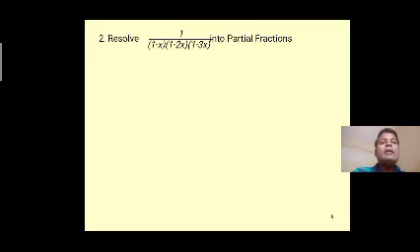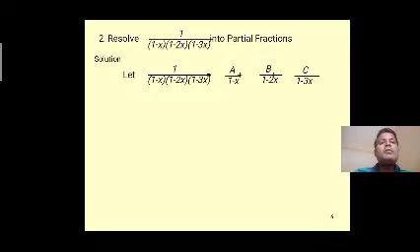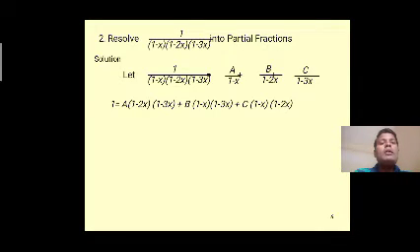Now we go to the second problem. Resolve 1 by 1 minus x, 1 minus 2x, 1 minus 3x into partial fractions. We write the solution. Let 1 by 1 minus x, 1 minus 2x, 1 minus 3x be equal to. Here how many factors are there? 3 factors. So we write a by 1 minus x plus b by 1 minus 2x plus c by 1 minus 3x. Now we have to do the LCM. We equate 1 is equal to a into 1 minus 2x into 1 minus 3x plus b into 1 minus x into 1 minus 3x plus c into 1 minus x and 1 minus 2x.